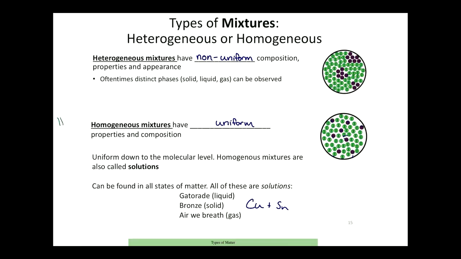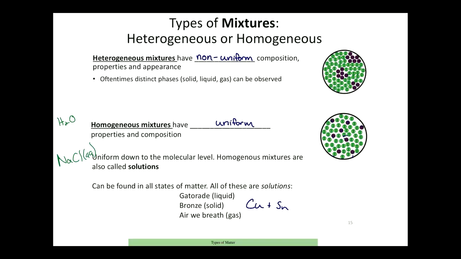Like I asked you, what does water look like? And then I can ask you, what does salt water look like? Don't they look the exact same? All right, but on a particle level, water is a pure substance. Salt water is a mixture, specifically a homogeneous mixture, a solution, because salt and water are present.